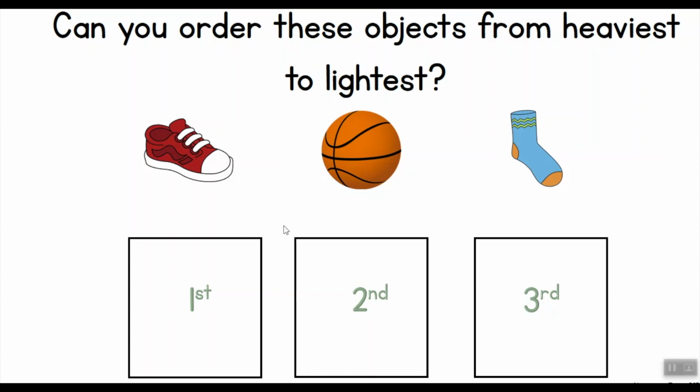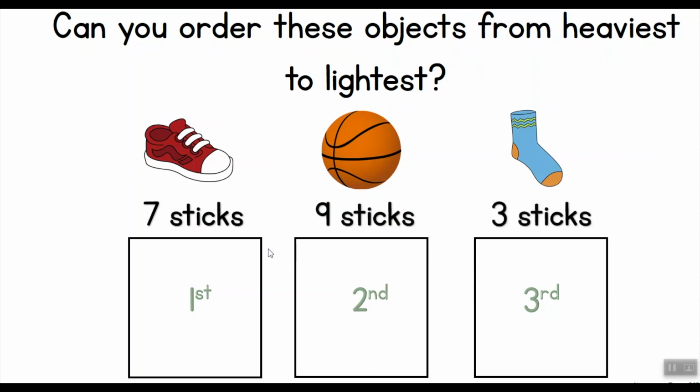So what do we have here? We have a shoe, a ball and a sock now. Let's read the instructions to see what our task is. We are being asked, can you order these objects from heaviest to lightest? In order to be able to order these objects according to their weight, we need to first know how heavy they are, right? In fact, now we can see their weight in sticks. The shoe weighs 7 sticks, the ball weighs 9 sticks, and the sock weighs 3 sticks.